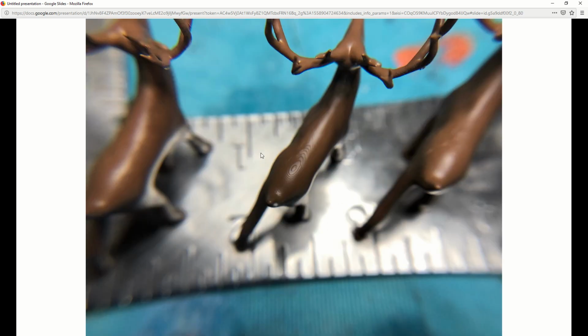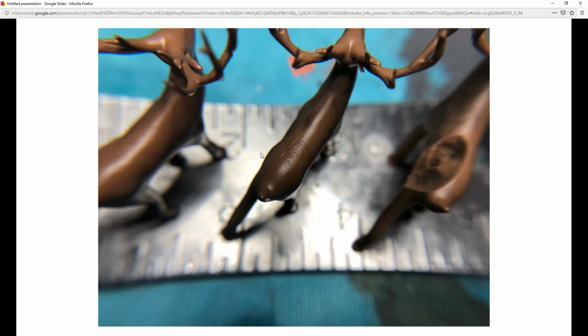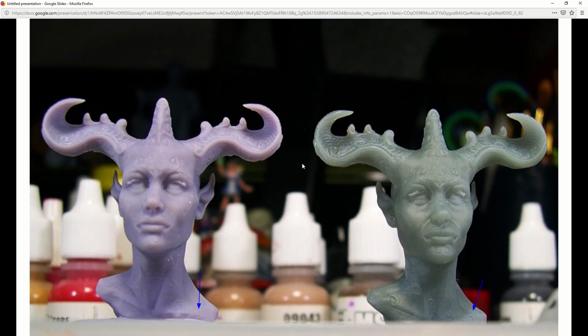This is the 0x. This is the 2x. This is the 8x. This is the really shitty 8x. But you can see that there's no difference. Anti-aliasing will not fix that problem.